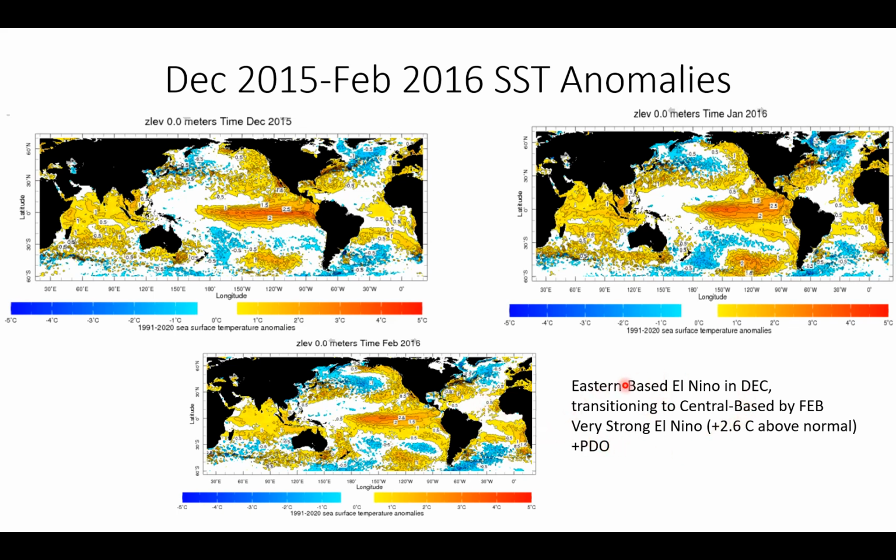So in summary, I kind of summed up this particular winter season. It was mostly an eastern-based El Nino in December. You can see where the warmest waters were in the month of December, generally closer to the coast of South America. And then it transitioned to more of a central-based El Nino by February. And again, it was a very strong El Nino, 2.6 degrees Celsius above normal was the peak water temperature anomaly in that Nino 3.4 region. And the clear signature here is of a positive PDO. We got above normal waters off the west coast of North America.